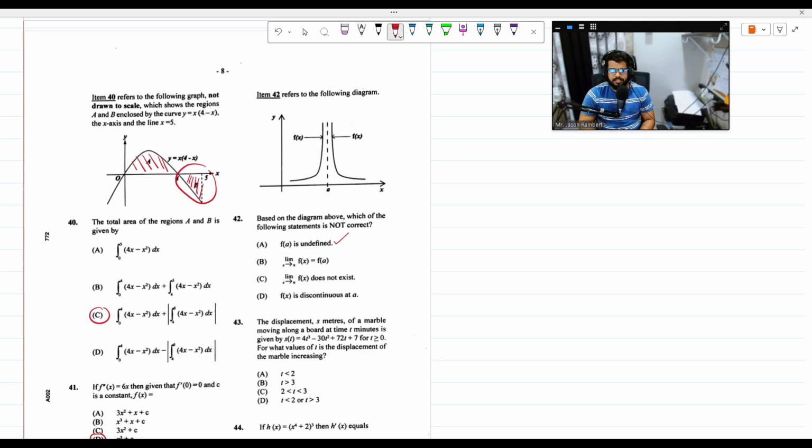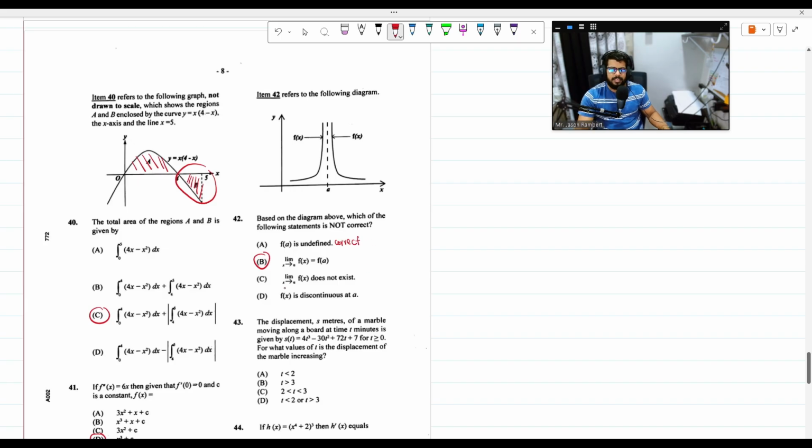The limit as x tends to a of f of x is equal to f of a. Now, if f of a is undefined, this can't work. So that is incorrect. All right, let's check C and D to see if those are correct. So I put in a correct next to it. Correct.